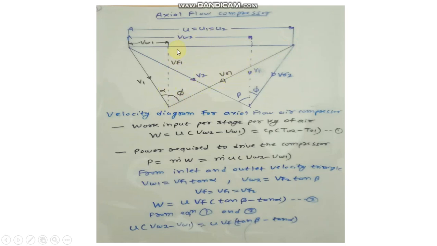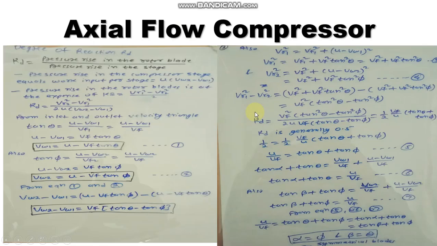See this triangle. So VR1 square equals VF1 square, and this distance is U minus VW1. So VR1 square equals VF1 square plus (U minus VW1) whole square. Now what is U minus VW1? That is Vf tan theta. Put the values: (U minus VW1) square is equal to Vf square tan square theta. So we will get Vf square tan square theta. That is equation number 3.